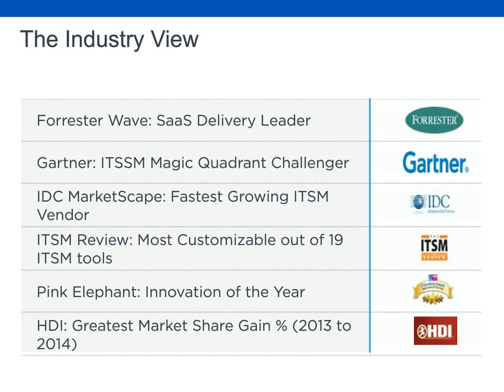IDC's market scope, Cherwell was named the fastest growing vendor as far as revenue is concerned. So to be the fastest ITSM growing vendor was quite an accomplishment. I'm very proud of the work we've done there. Some of you may have seen the IT service management review document around customization or customizability of service management tools. That exercise was completed last year. Cherwell was found to be the most customizable solution out of the 19 tools reviewed.